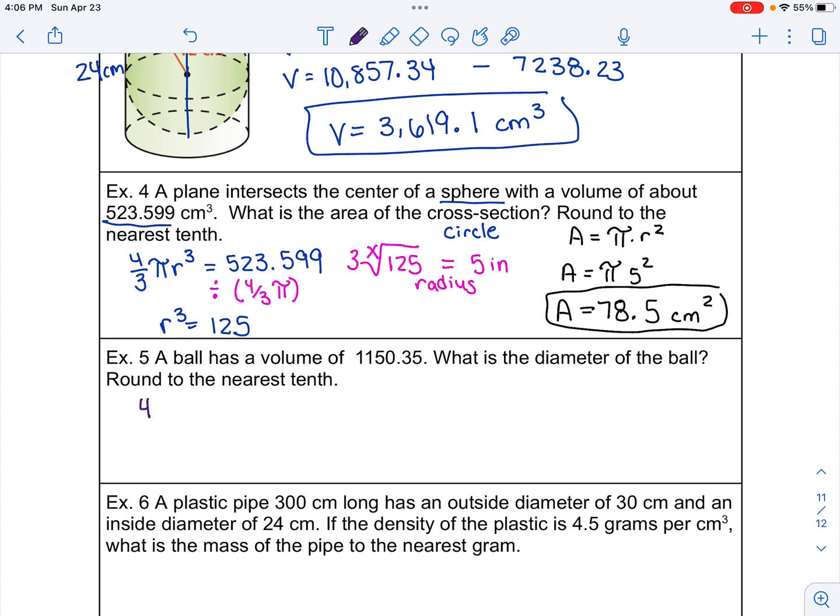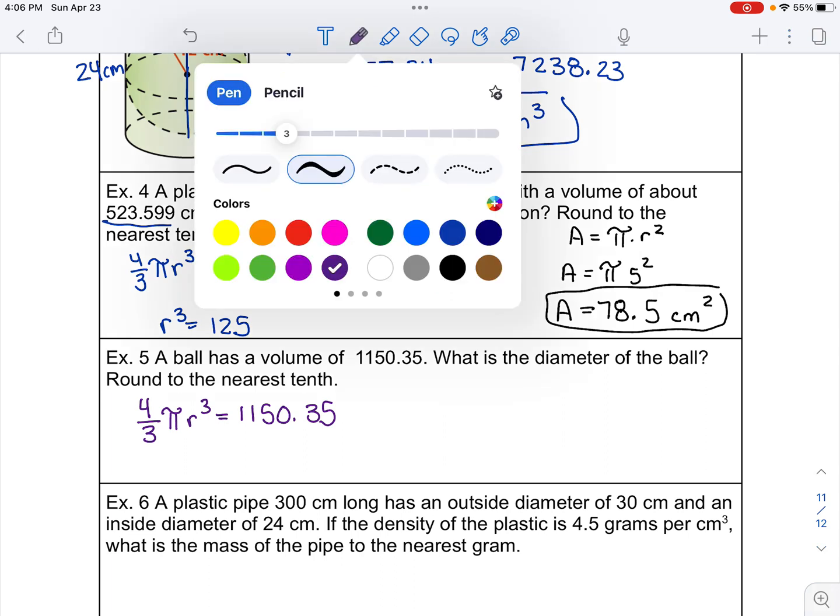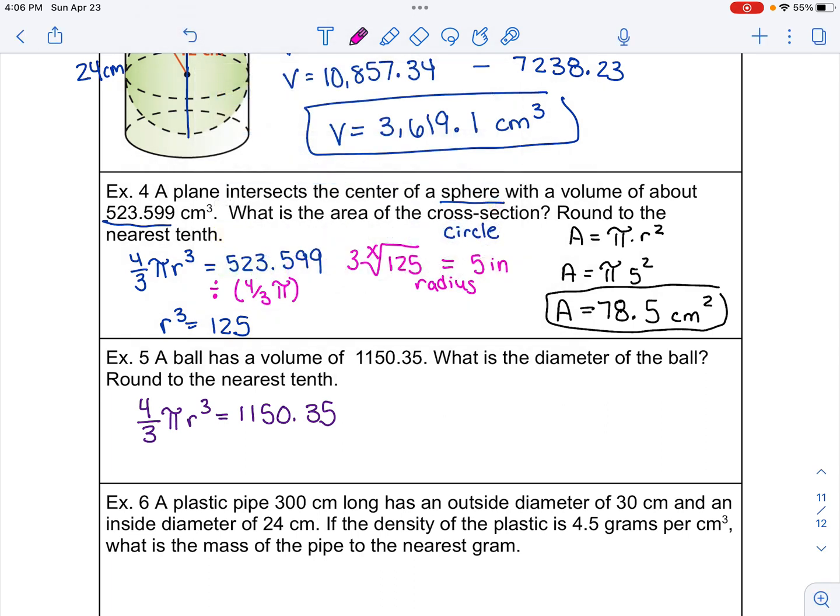Our sphere formula is 4/3 pi r cubed equals 1150.35. So on this one, if I don't have that parenthesis button, I'm just going to work through how I could do it if I don't have a parenthesis button.